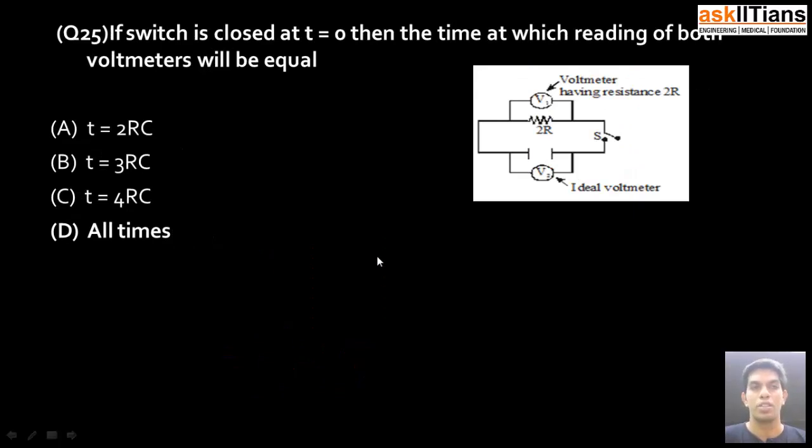Moving on to the 25th question. If the switch is closed at t equal to 0, then at what time will the reading of both the voltmeters be equal? So I have my resistance over here and I have my capacitor over here, and if I close my switch, the direct consequence of Kirchhoff's law states that the potential drop across the resistance has to be equal to the potential gain of the capacitor or vice versa. Hence, at all times, the reading of both the voltmeters will be the same but opposite in direction. So the correct answer is D, all times.